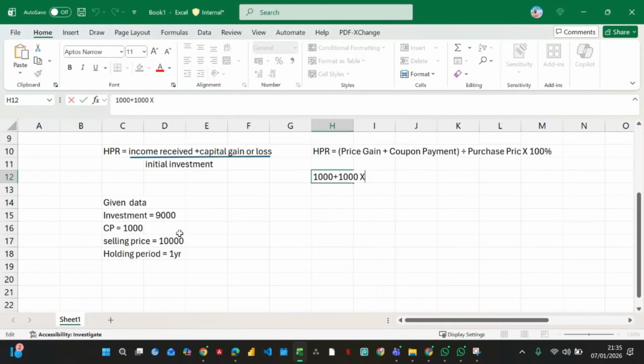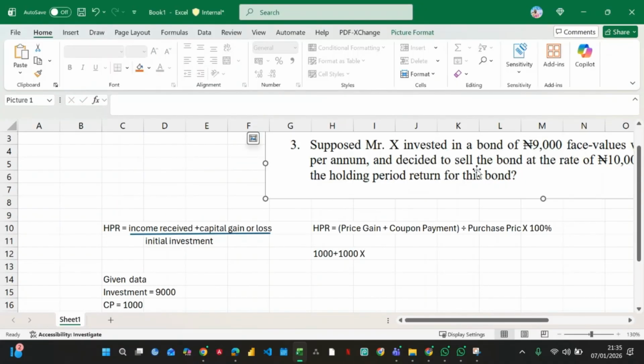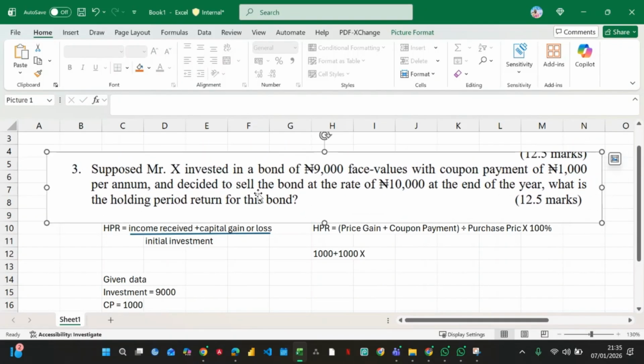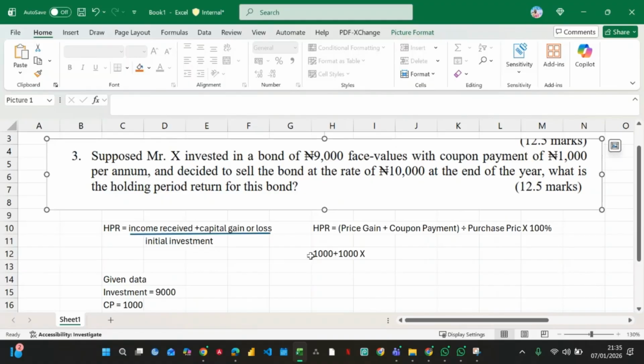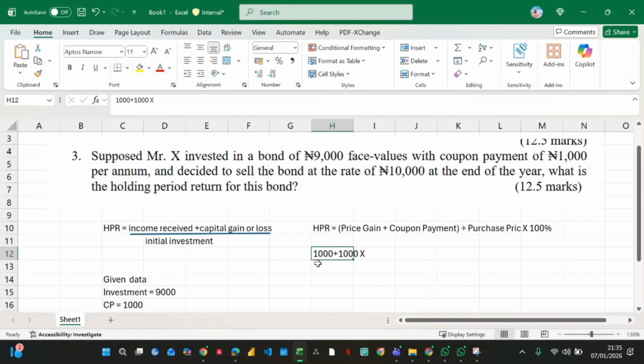Okay, so let's continue, right? So we have this question to solve, and this is what we are doing. So now, if you look at this, I said the formula is the price gain plus the coupon payment divided by the purchase price multiplied by 100%, right? So what we're going to do now is 1,000 plus 1,000 multiplied by 100 divided by the purchase price. This is what I want to do.